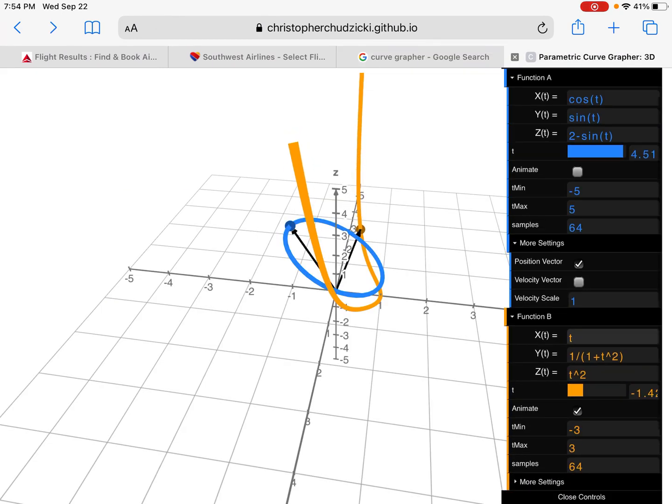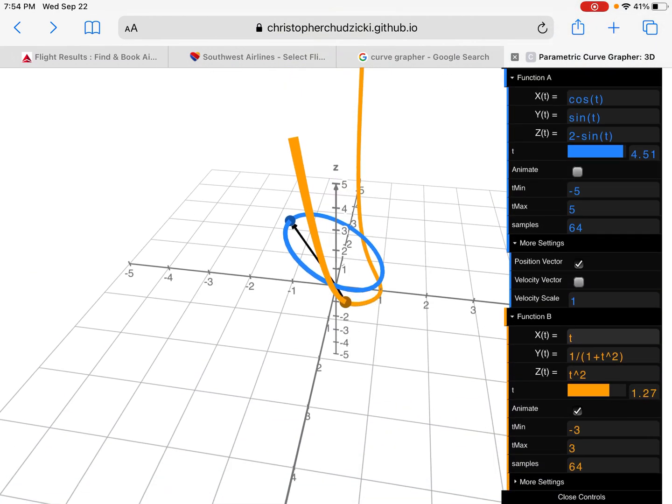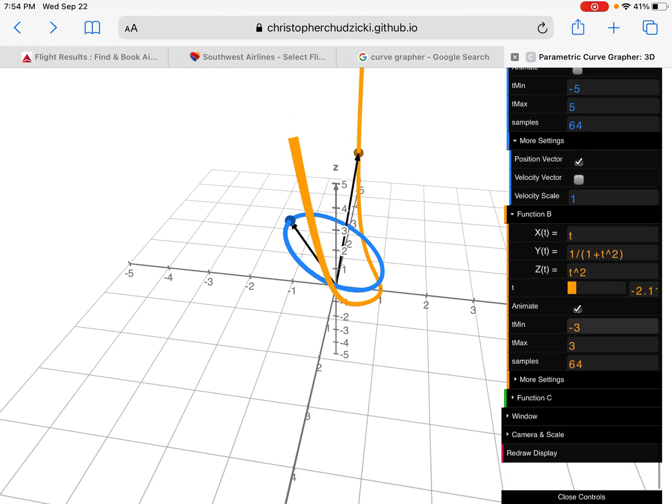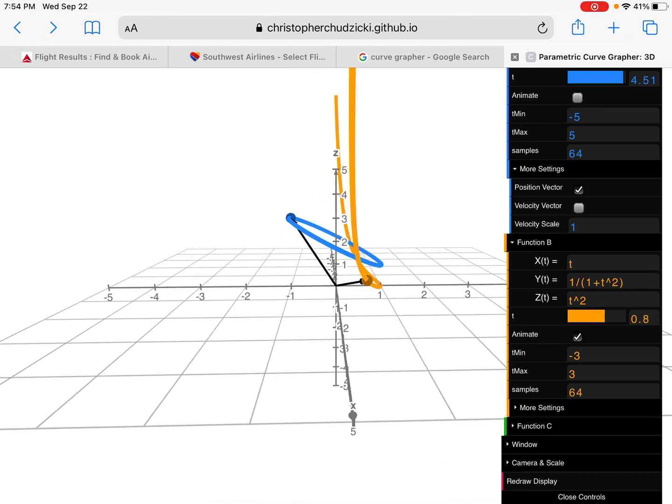You can see I have the equations down here, and the only thing you have to do when you type in those equations, ignore the blue one for now, that's for the next thing. You have to go to the bottom and hit redraw, and then it draws it for you, all right? So look at that, look at the orange one.